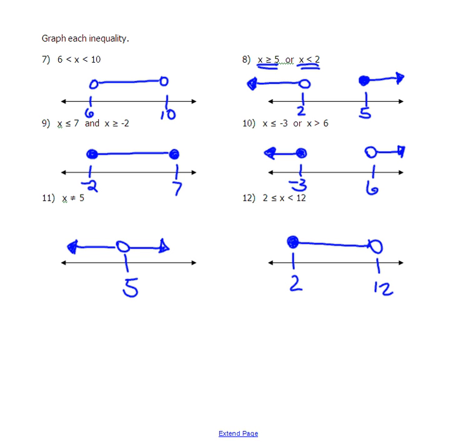Sound good? So the rest, you have that other sheet to work on for homework, and we will continue with absolute value inequalities tomorrow.